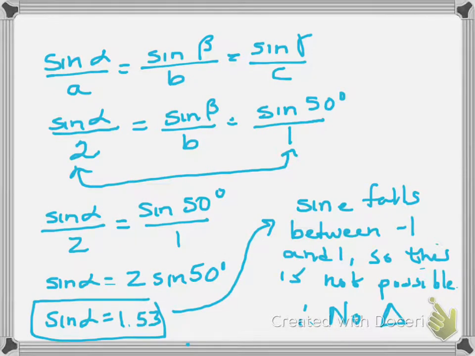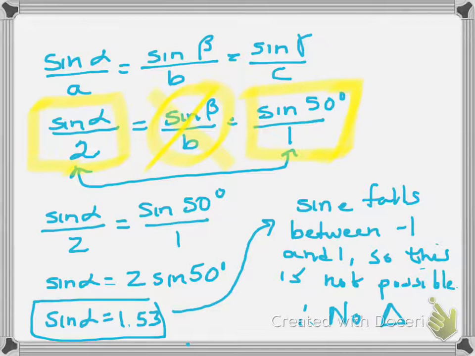So when I set up my ratios, I have the sine of alpha over 2 equals the sine of beta over b equals the sine of 50 over 1. Notice this fraction has two unknowns, so I really can't use that one. But I can use this one because this one has one unknown. I have two knowns here with sine of 50 over 1, and I have one unknown here with sine of alpha over 2. So I'm going to use those two to set up my ratios. I'm not going to use the middle.